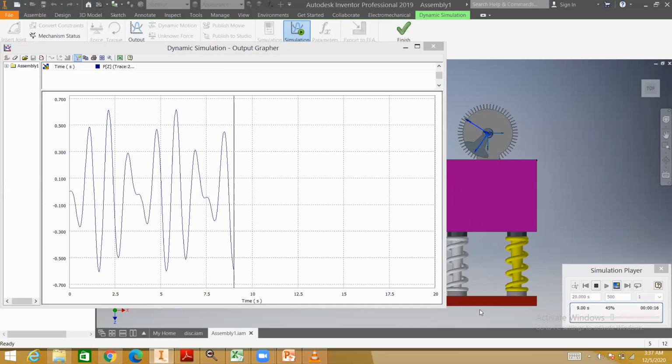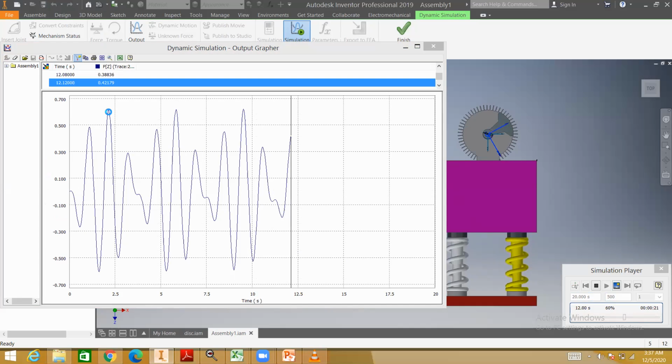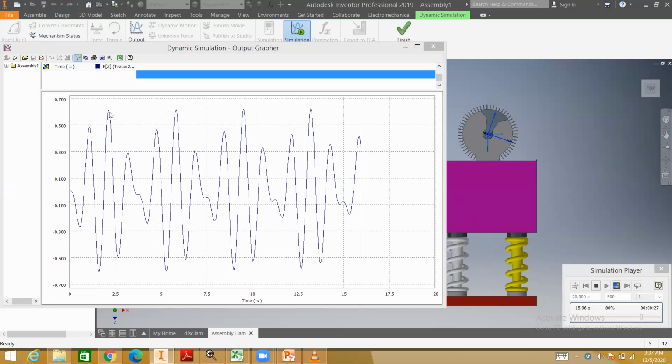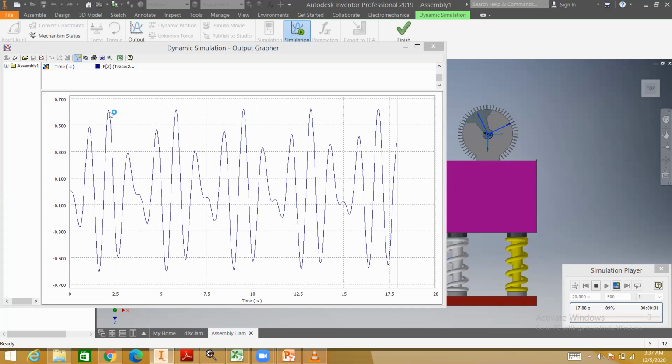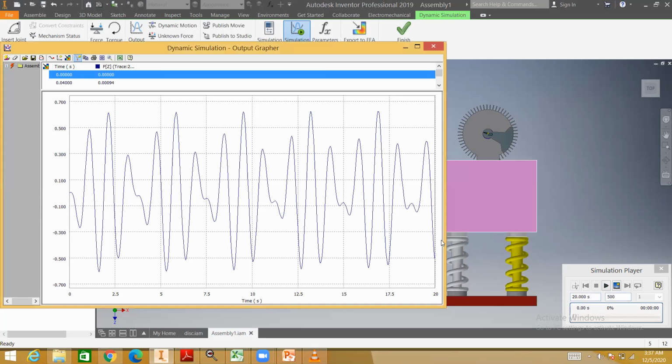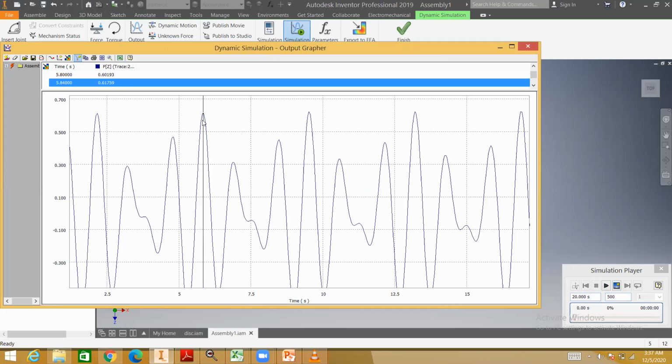Here you can observe the displacement change. The displacement suddenly dropped to point something 6 mm, and previously we had a displacement of 5 mm. Here you can see the maximum value of the displacement is 0.61 mm. This is at the speed of 65 rpm.